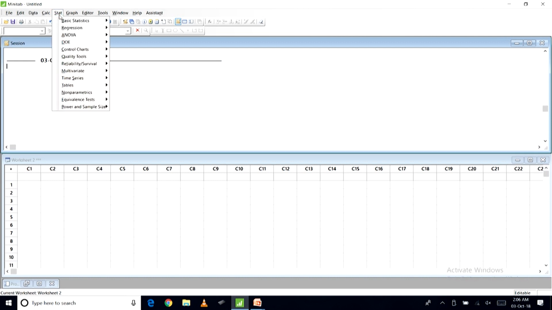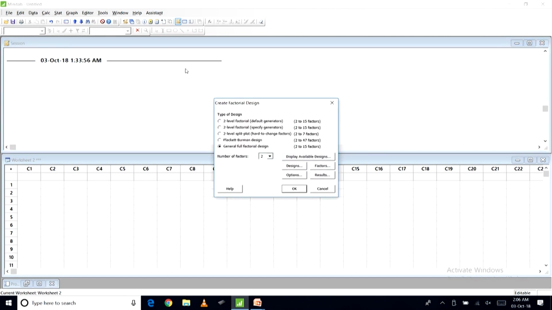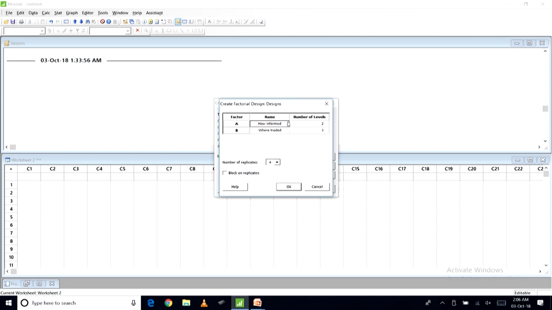So, start with Stat, DOE, factorial design, create factorial design first. So, general full factorial design. So, number of factors are 2, right. Then you have designs. So, here you can write a number of levels first.